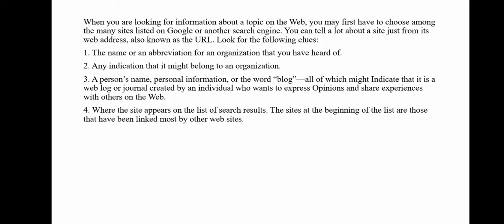In here we have 4 clues. The first clue is the name or an abbreviation for an organization that you have heard of. The second clue is any indication that it might belong to an organization.